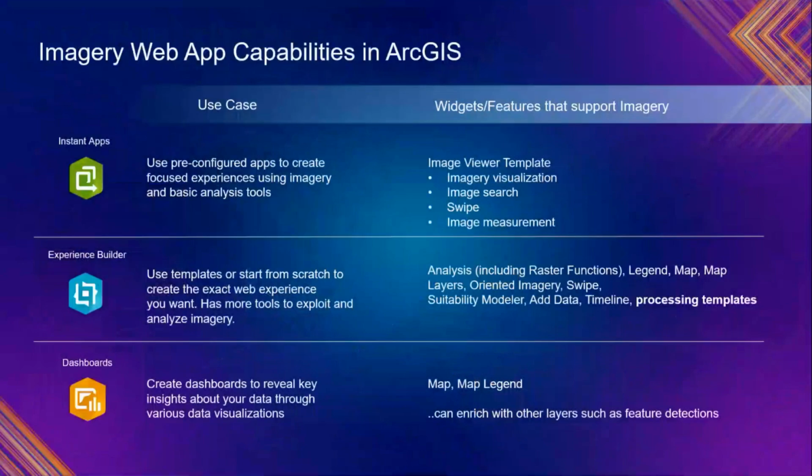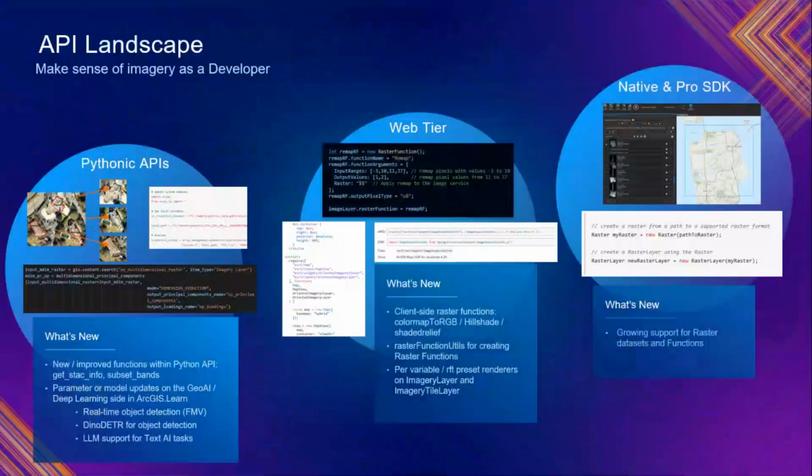So this is just again summarizing the instant apps, the experience builder, and the dashboards, what they're really focused on. As I mentioned, the instant app was for very simple things like searching for imagery and doing things like swipe. The experience builder is still very simple to set up, but it allows more advanced applications, and then the dashboards are these very simplistic ways of looking at the data.